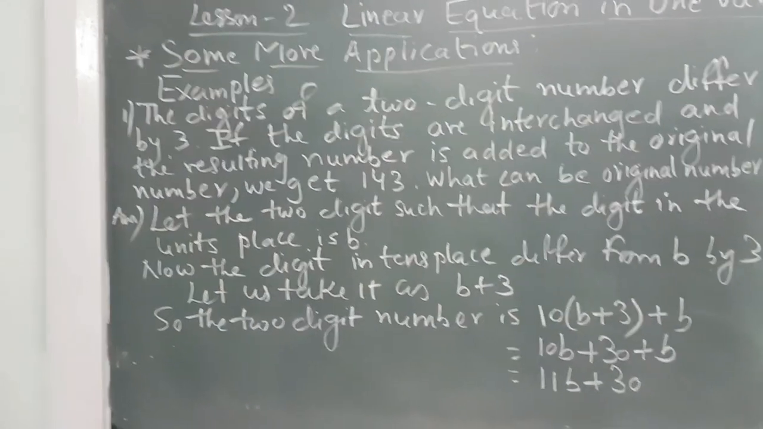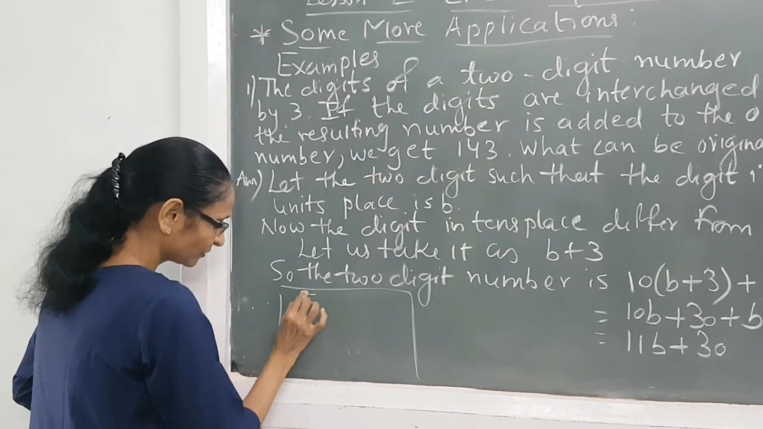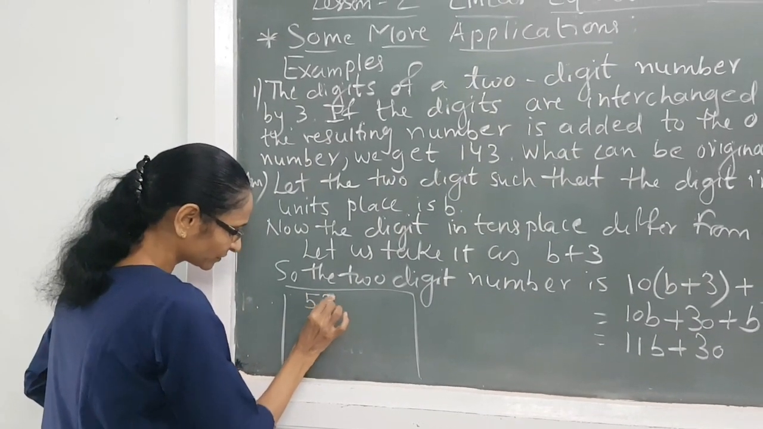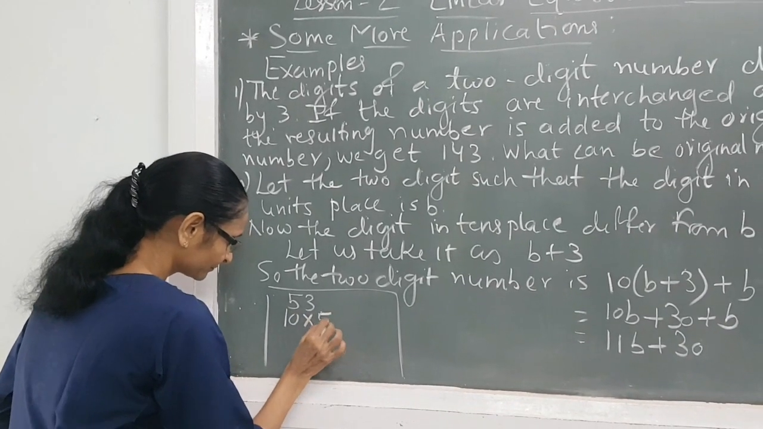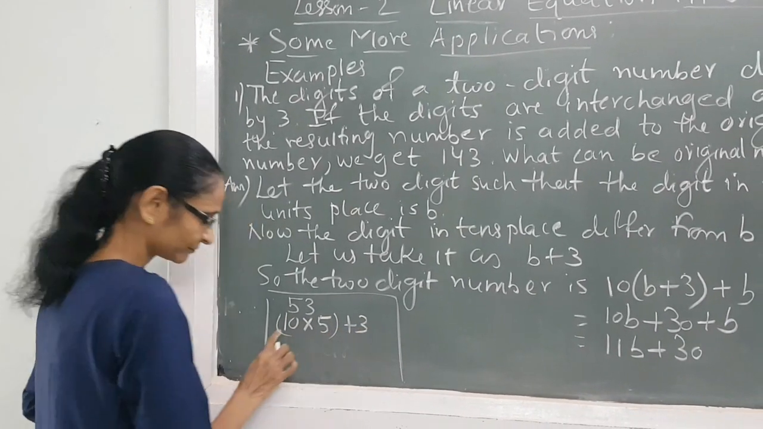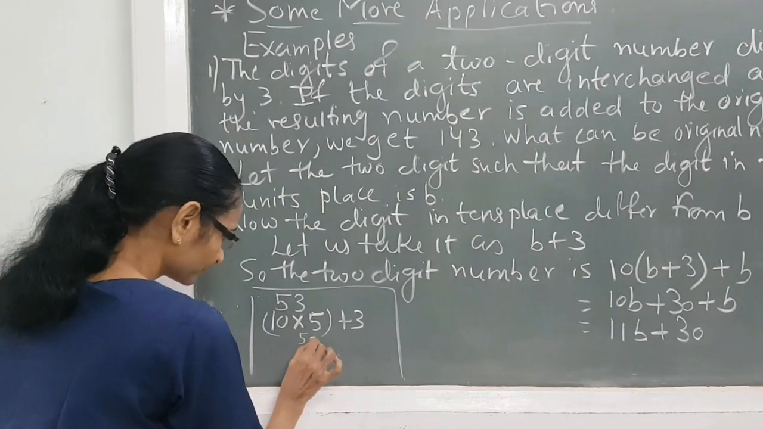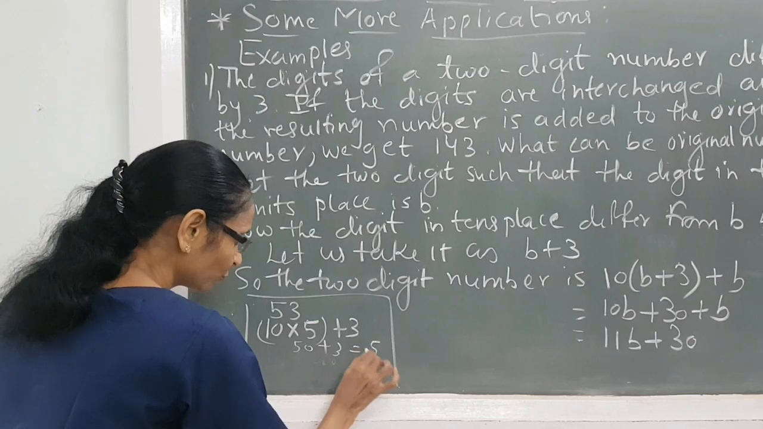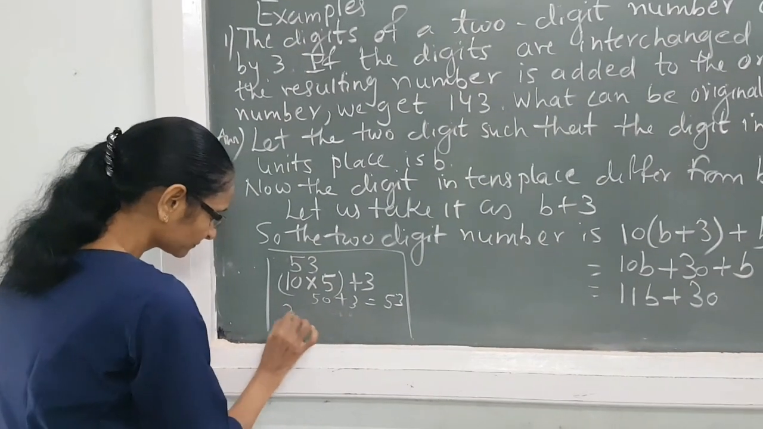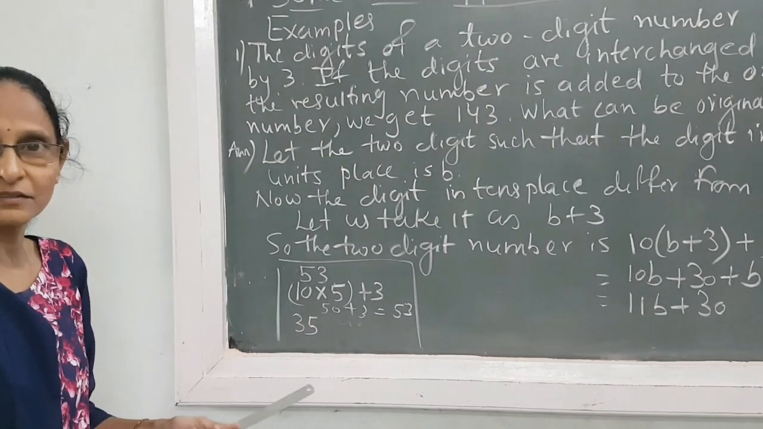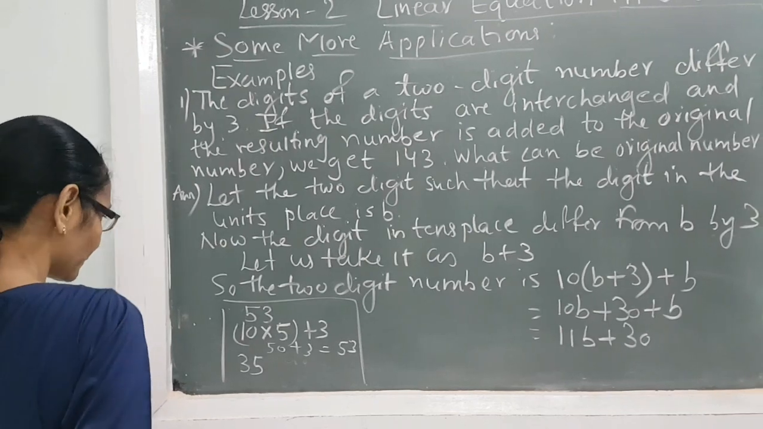Here I would like to explain first. See, if it is 53, can you write it like this? 10 into 5 plus 3. Clear? So this is 10 into 5, which is 50, plus 3 is equal to 53. Now if you interchange the digits, this will be 35. Is it clear? This is what is shown in the example.